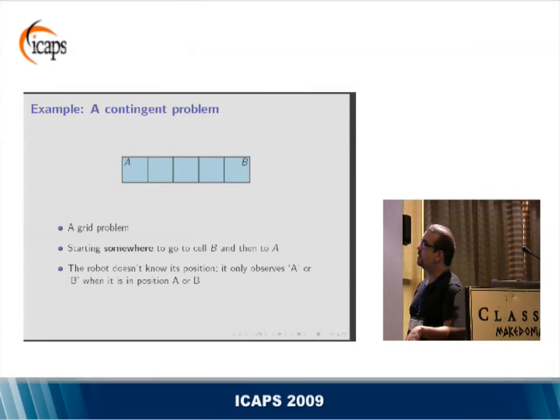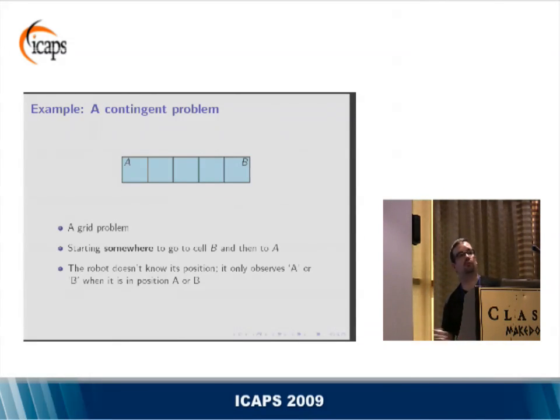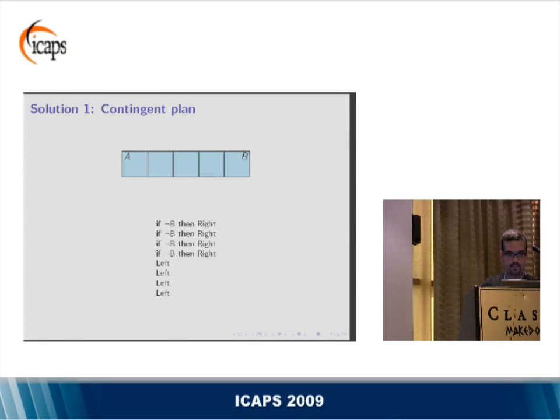The thing is that initially we don't know where we are in that grid. And moreover, we have partial observability. So the only thing that we can observe is when we reach B and reach A. All right? So we can move to the right, to the left, and only we will see something when we are at B and at A.